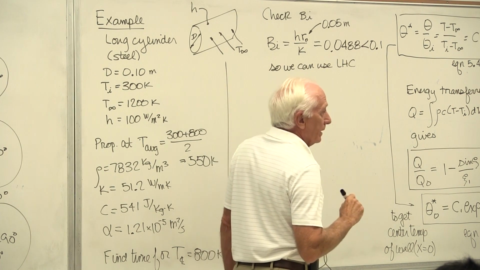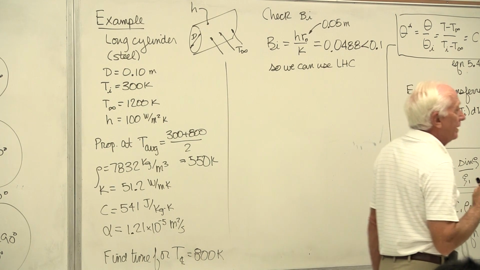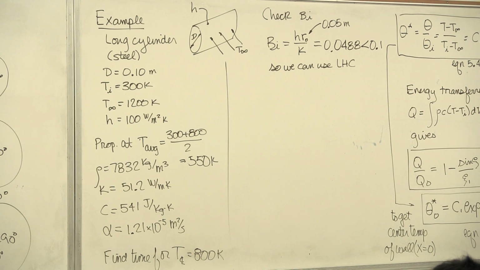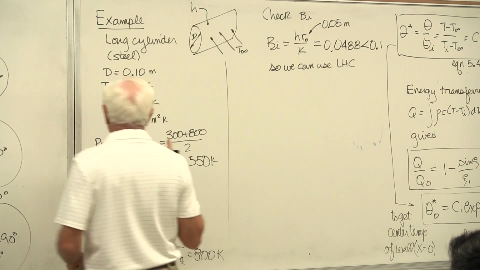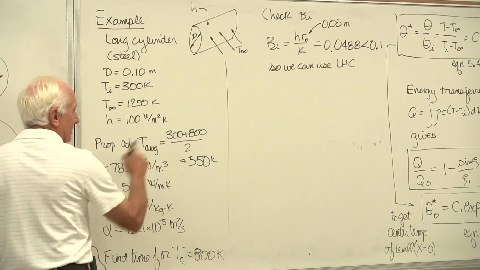Is that with the new properties or the initial properties? There's only one property. They don't change. Everywhere in every equation, you put these properties which are at the average temperature.